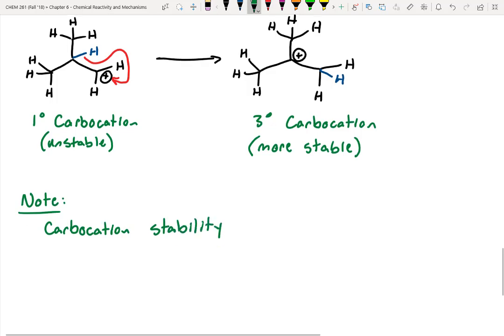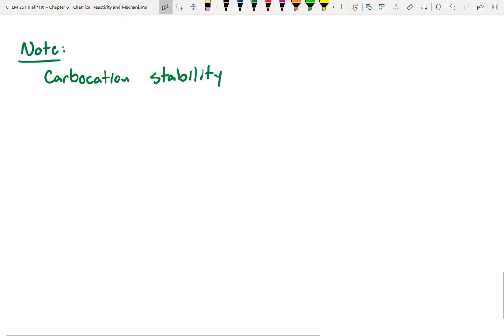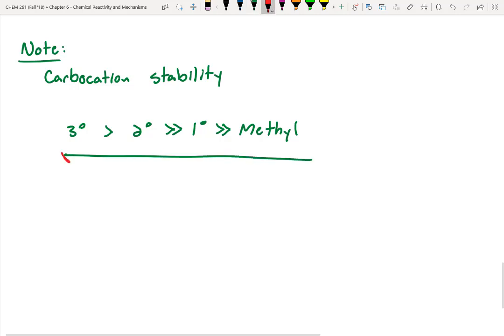All right, with carbocation stability, the trend is easy to remember. Actually, let's start with tertiary. I'm messing up your notes again. Tertiary is more stable than secondary, which is way, way more stable than primary, which is way, way more stable than a methyl carbocation. So increasingly stable.